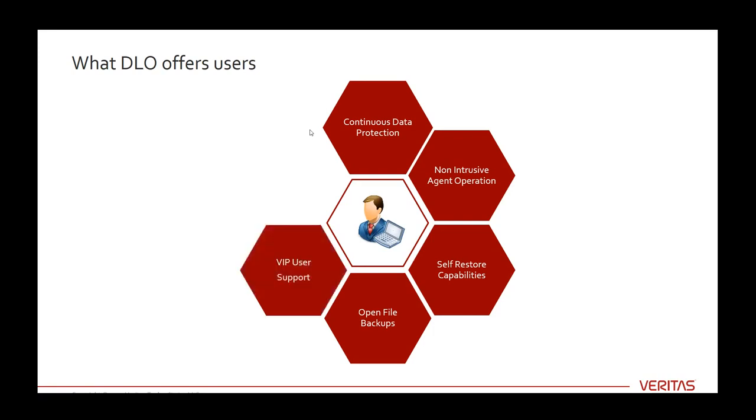VIP user support. That's why we said it's for users with VIP privileges, like the CEO, MD, or top-level GMs. Based on their privileged user creation, the backup will work and it will give them priority. Endpoint migration utility. That's why we said you can redirect your restore to somewhere else, to multiple locations. For that, we provide the endpoint migration utility, which is part of DLO.